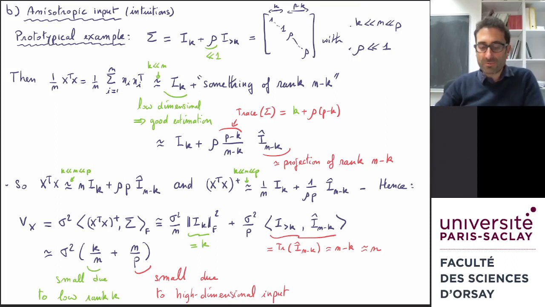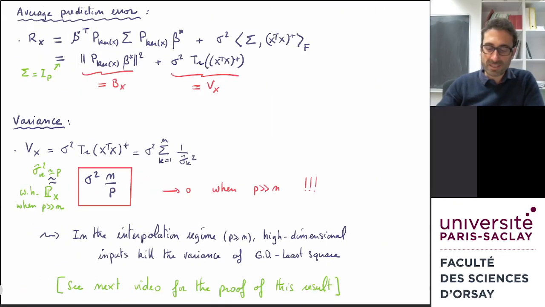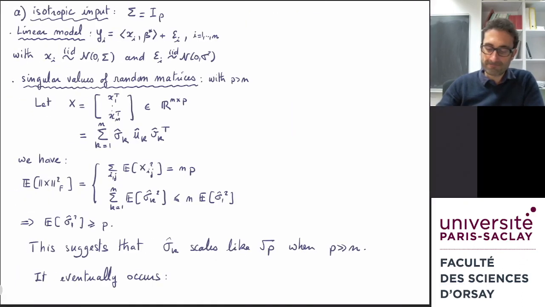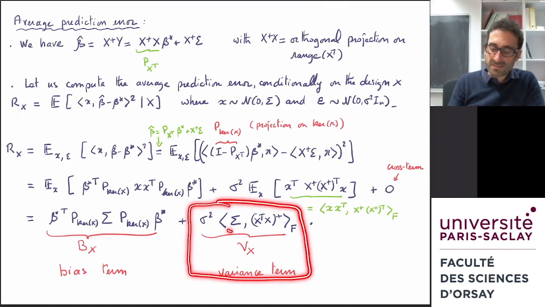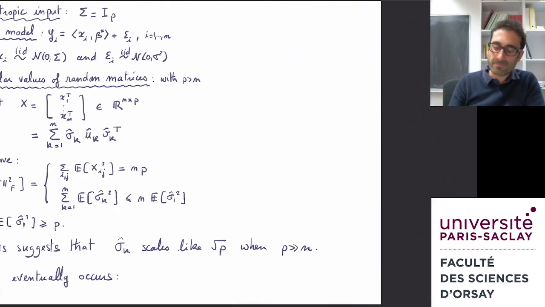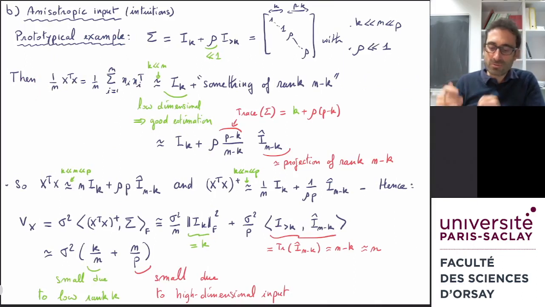All right, so now we want to understand how x transpose x plus behaves, as I remind you that if you look at the variance term, which is here, the variance term, Vx, is the scalar product of sigma with x transpose x plus. So we need to understand this term. So again, let us do a small reasoning, okay?